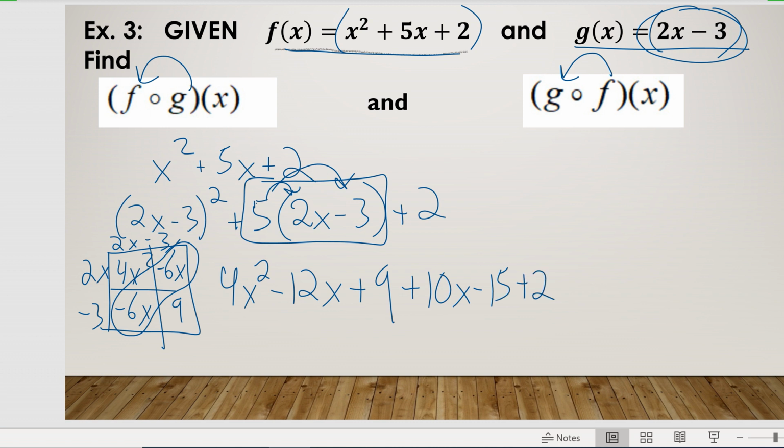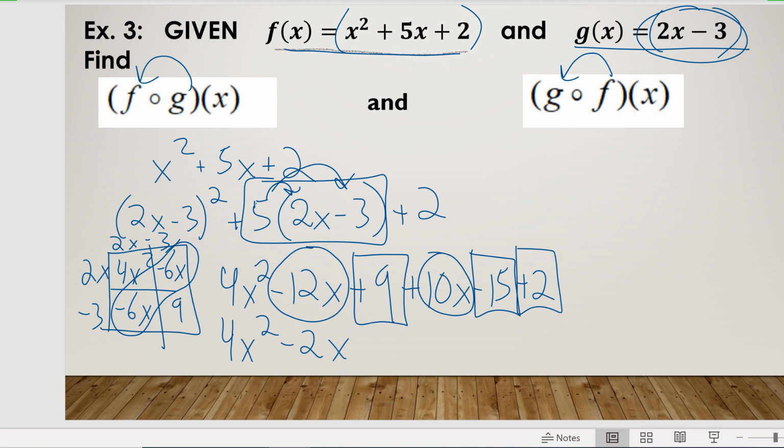All right, so now we look and say, okay, what like terms do we have? Meaning, what is a variable that's going to be the same, or a constant that's the same? So we have a negative 12x and a 10x. So we would start writing this, and we would combine them to get negative 2x. Then we also have a positive 9, a negative 15, and a positive 2. So we have 9 and 2, that's 11. And then a positive 11 and negative 15 leaves us with negative 4. All right, let's create a little bit of room here.